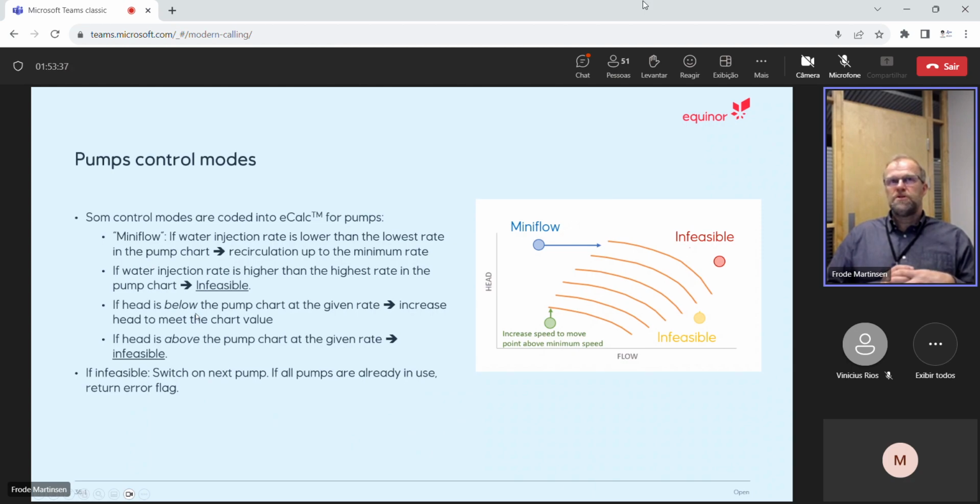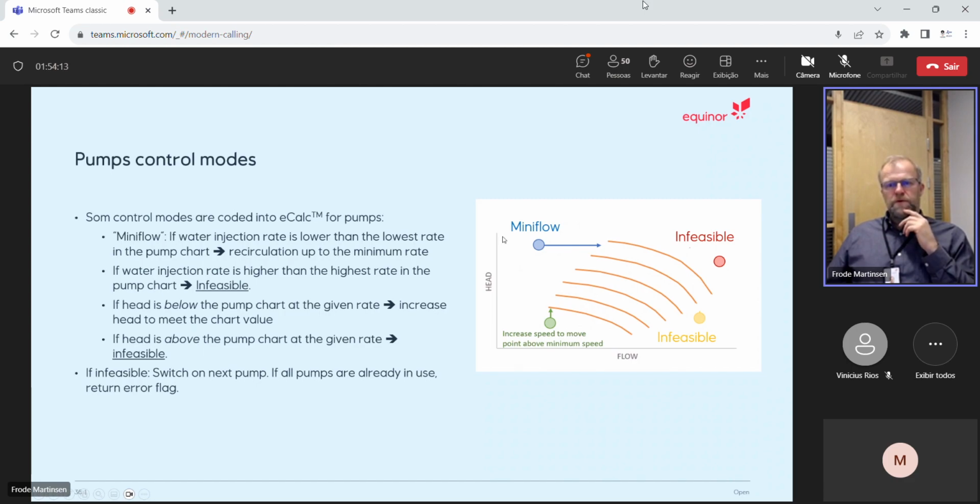So they have an automatic system that increases the rate in the pump by recirculation. That's this mini flow. If you put in this rate here, eCalc will automatically add the rate, mimicking the recirculation to meet the minimum rate in the pump chart. Move it over here. So you don't have to think about that. If you don't like it, you'll have to extend the curve to zero.